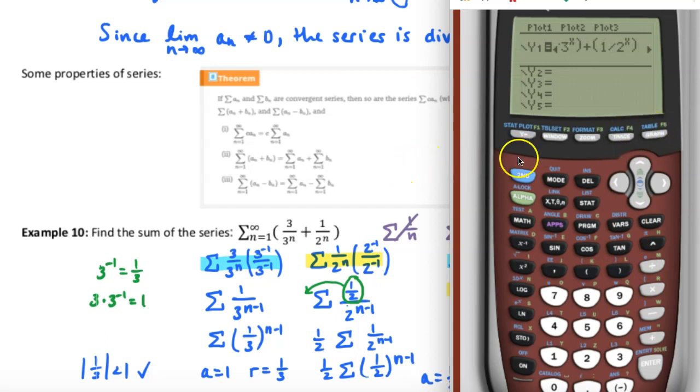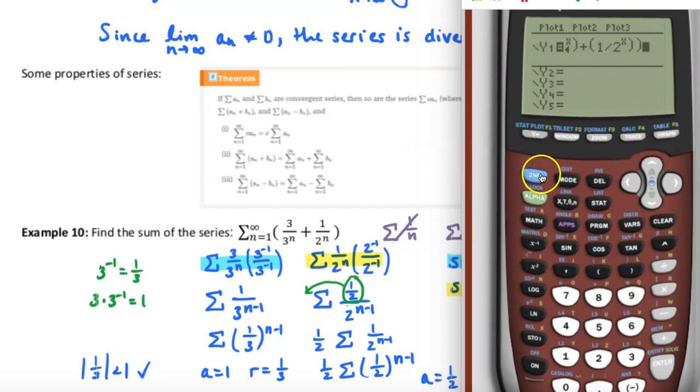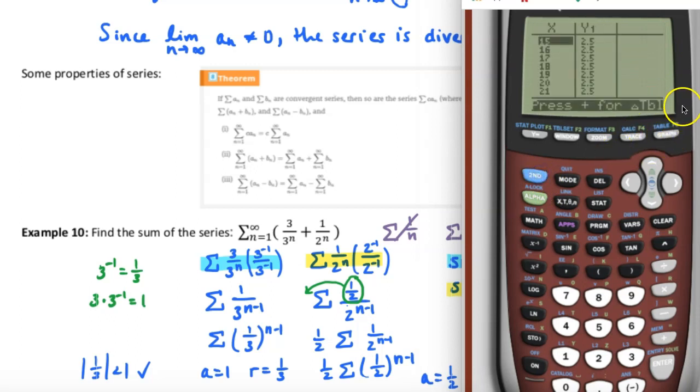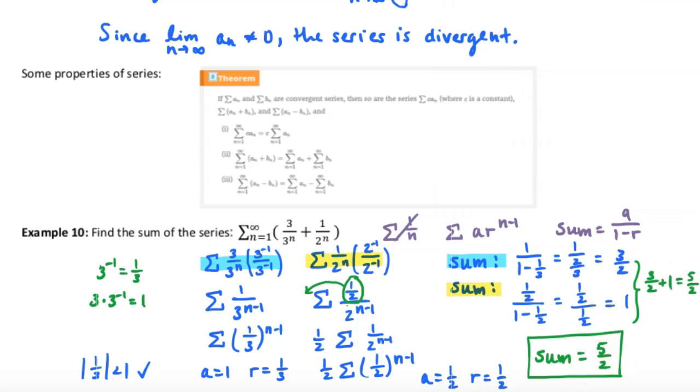And let's see, let's go to the table for this. And in my table, normally I would start at a lower x value, I can see that as x increases, my y values get closer and closer to 2.5, which is 5/2. Great, and so we found the correct sum. And so that is it for series.